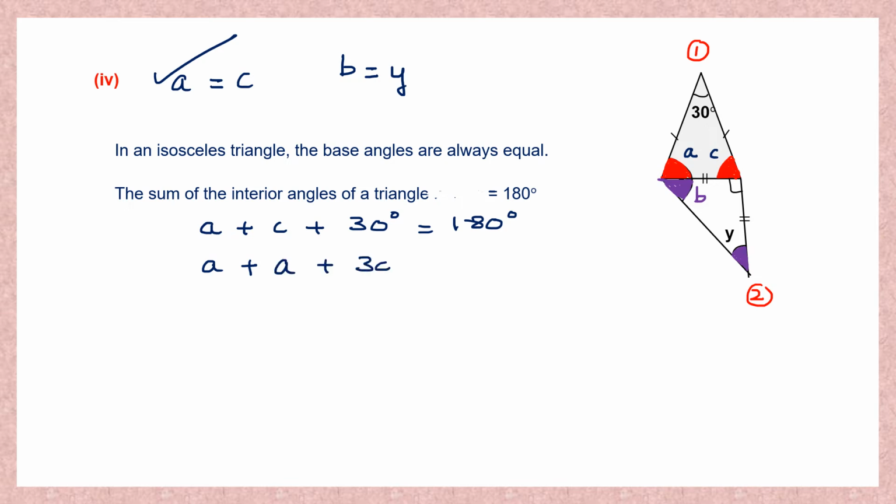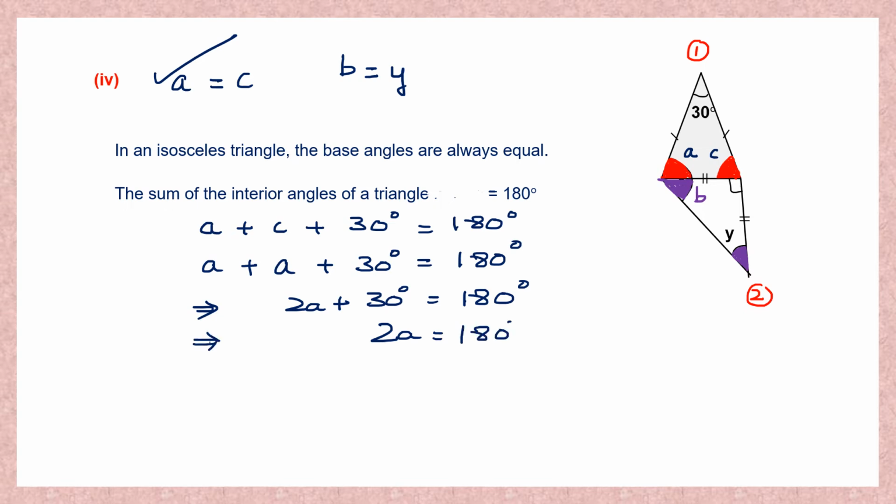Plus 30 degrees is equal to 180 degrees. A plus A will be 2A. 2A plus 30 degrees equals 180 degrees. That means 2A will be equal to 180 degrees minus 30 degrees. So 2A is equal to, how much is 180 minus 30? It will be 150 degrees.